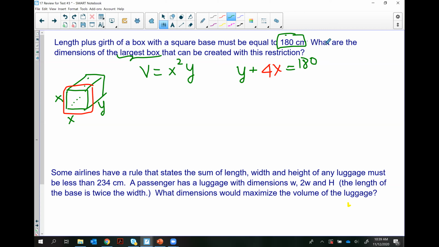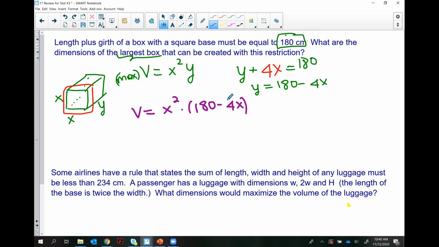And just a quick refresher, how do we solve optimization problems? Whatever it is you're trying to maximize or minimize, you want to get that in one variable only. So in this case, when I maximize the volume, I want this in one variable only, right? So I need to solve here for y. And then I'm going to substitute that into the function we're trying to maximize. Since we're trying to maximize volume, volume is x squared times y, and now we know y is 180 minus 4x. So we have our volume function.